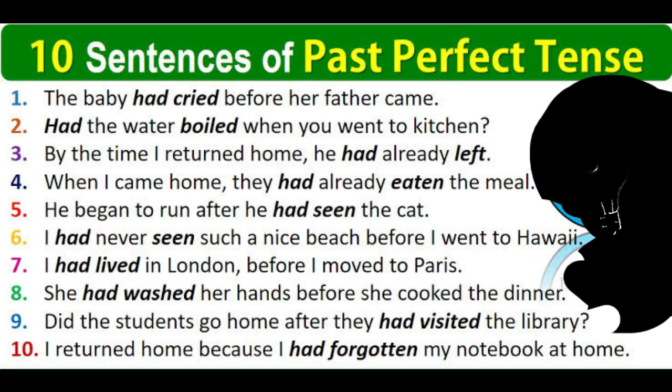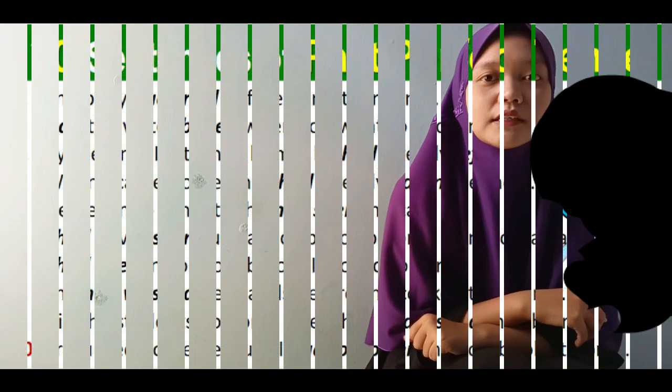Second, past perfect. Past perfect indicates an action in the past that had been completed before another time or event in the past. For example, I had already driven that road in the past. The third, future perfect. Future perfect indicates an action in the future that will have been completed before another time or event in the future. For example, I will have driven 200 miles by tomorrow.